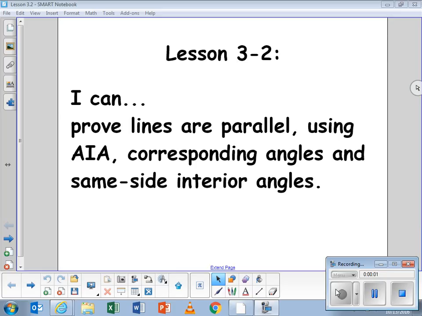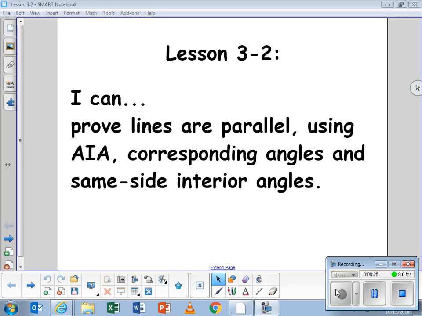Talk about proving lines are parallel. Yesterday, every one of our theorems and our postulates started out by saying what? If the lines are parallel, then what's true? The angles are congruent or the angles are supplementary, depending on which scenario we're looking at, right? So today, we're going to be talking about proving the lines are parallel.